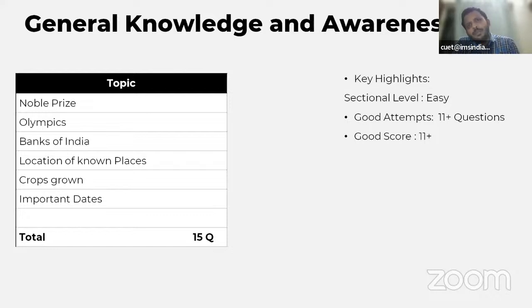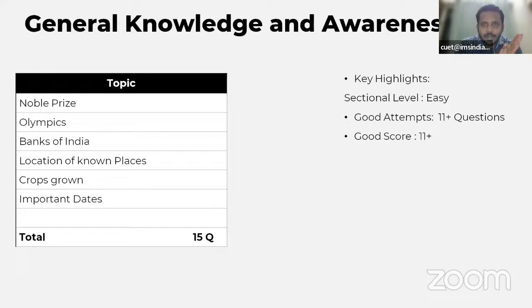And if you had read the compendium, you could go up to 12, 13 questions out of 15 from both the slots. Dates were asked. Appointments, who was appointed to what post, and people heading certain organizations, that was not asked prominently in the second slot. Days like the World Environment Day, etc., important dates were asked. The questions were in the same vein as those in the first slot: Nobel Prize, Olympics, Banks of India, locations, important crops. So the questions included static GK questions as well as current affairs questions.